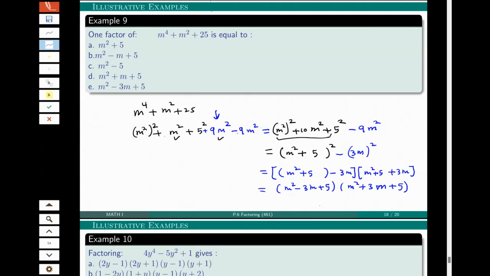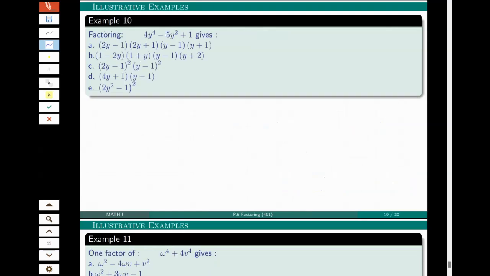هو one of the factors معناته هل هو m سكوير ماينس 3m بلس 5، yeah that's the only one appearing.